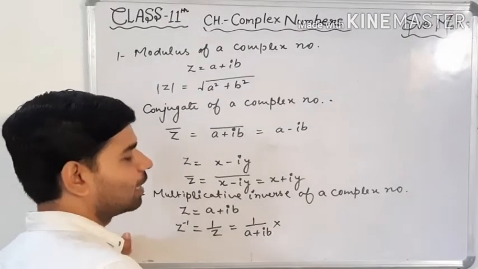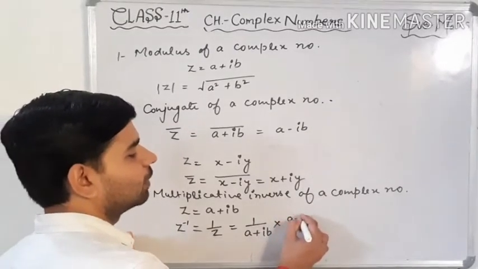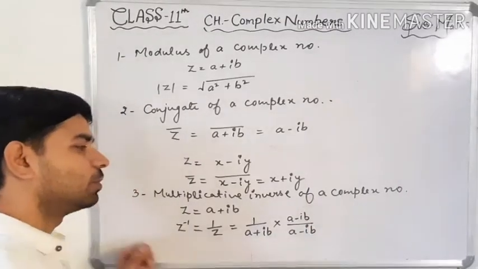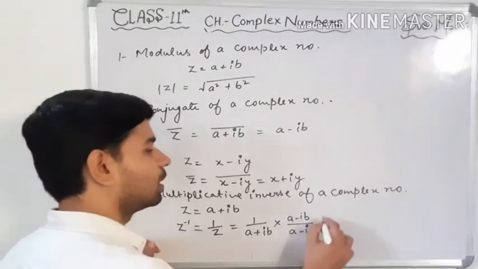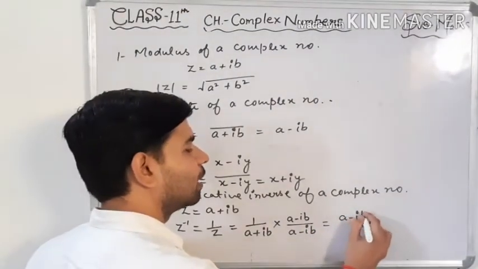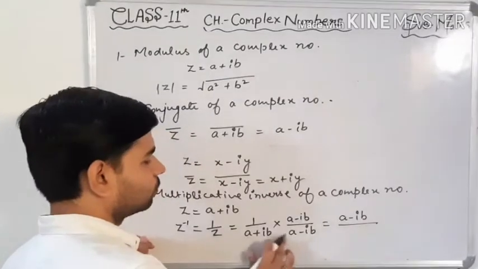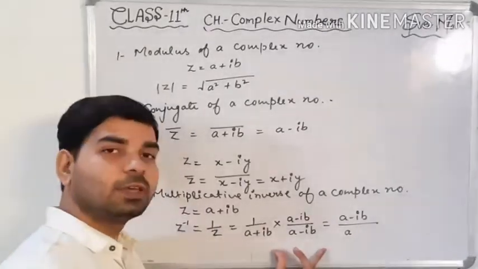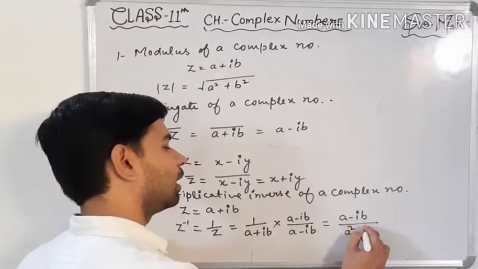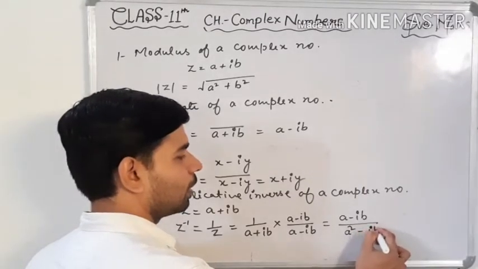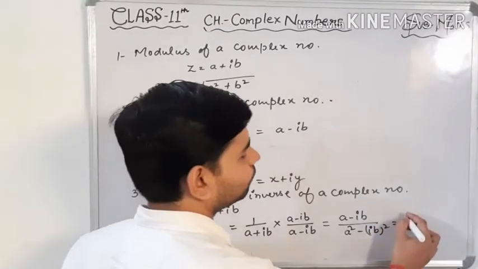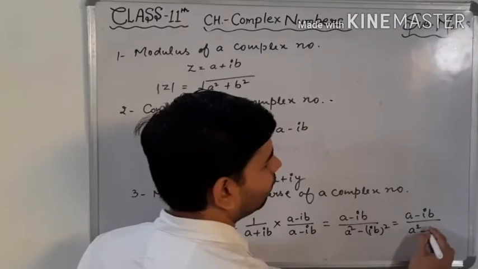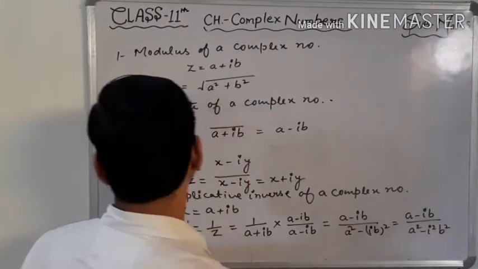For this we have to multiply it by its conjugate, that is a minus ib upon a minus ib. Multiply the conjugate on the numerator and denominator. Solve it. This is equals to a minus ib upon (a plus ib)(a minus ib). This is the identity of a square minus b square, so we can write it a square minus (ib) whole square, equal a minus ib upon a square minus i square b square.